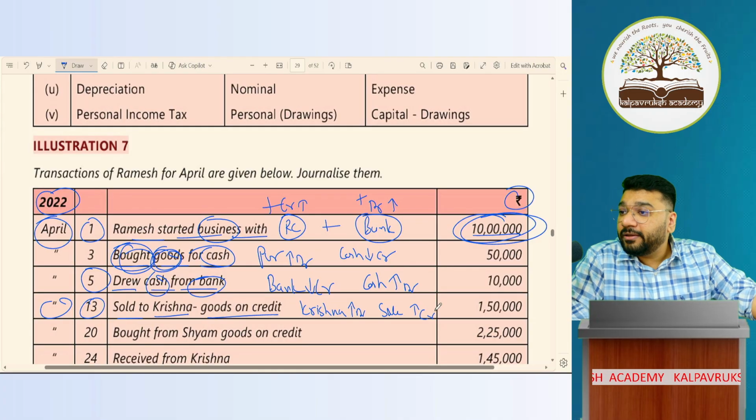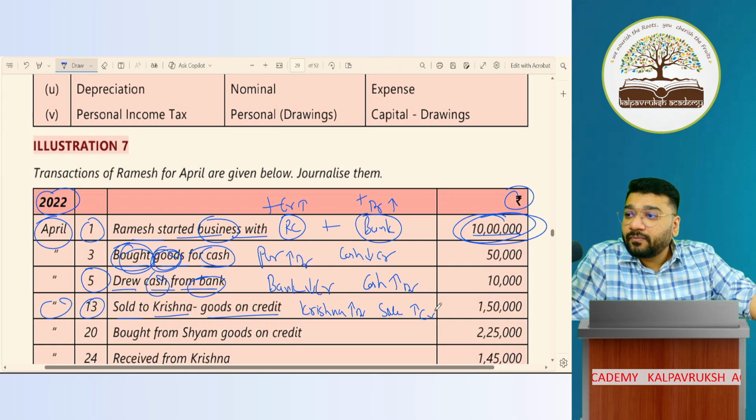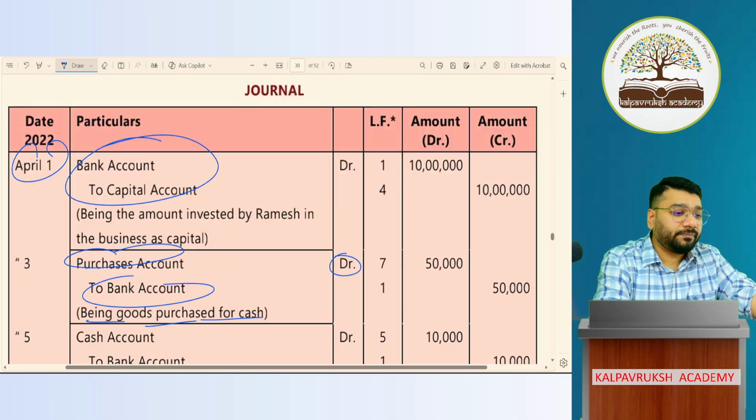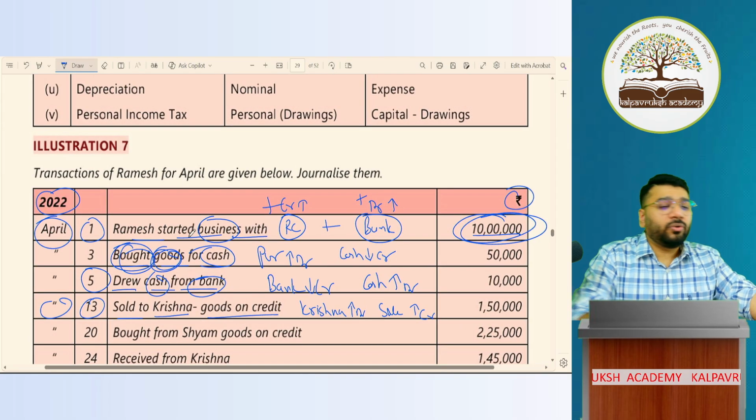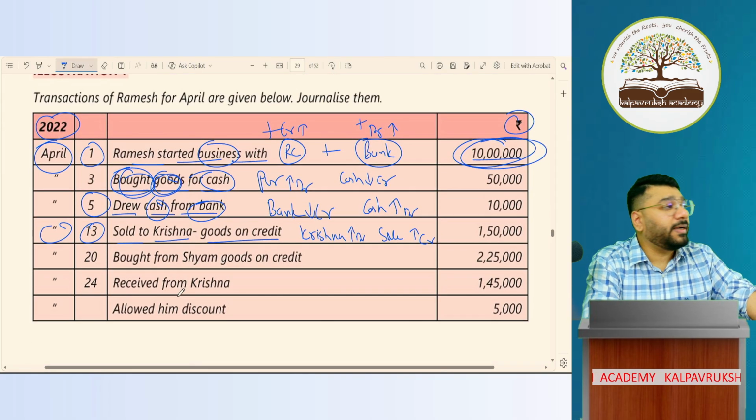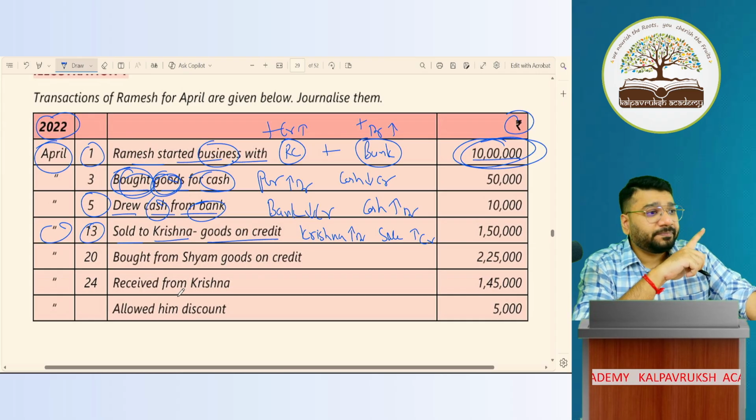Okay, not okay. Krishna to sale. Being goods sold to Krishna on credit. This is the last question.